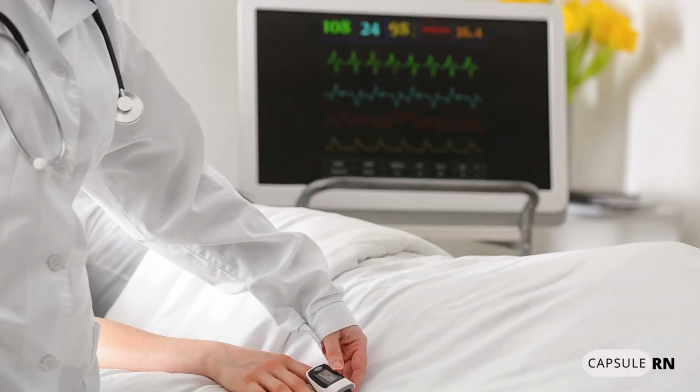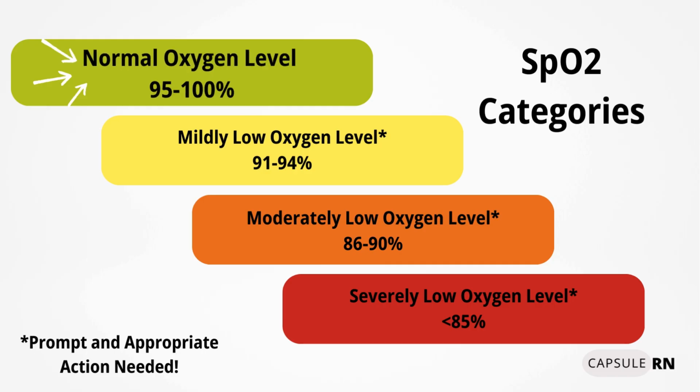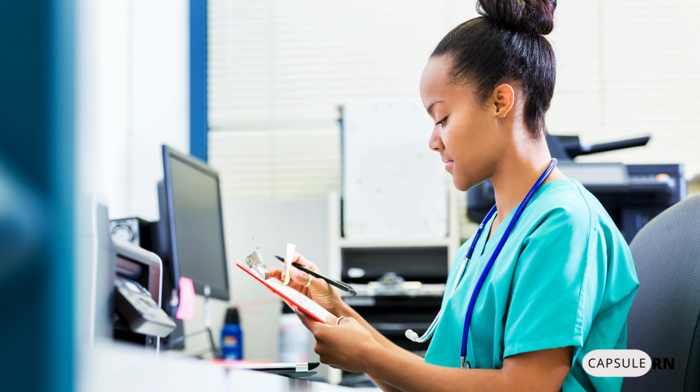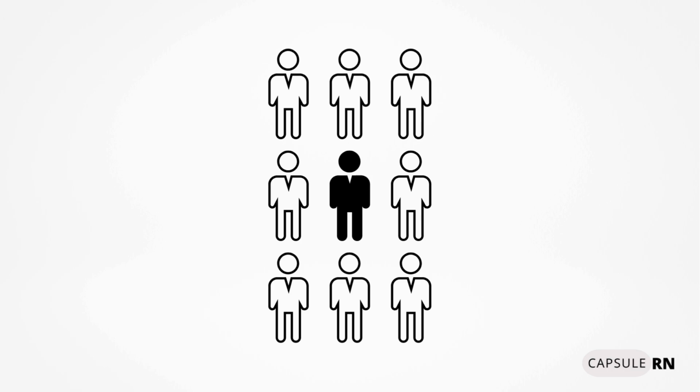In review, regularly check and chart your patient's oxygen saturation level according to your facility protocol. If an oxygen level is anything but normal, which is 95 to 100%, take prompt and appropriate action, making sure you chart that you notify the doctor, the doctor's orders, your actions, and all reevaluations until your patient has a normal oxygen saturation level again.